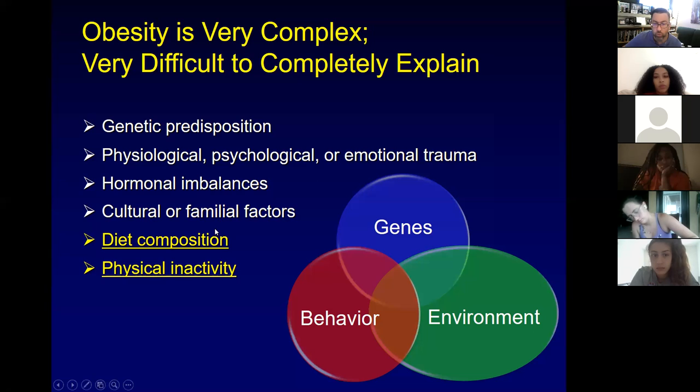And then the obvious ones that we think we have a little bit of control over, diet composition and physical inactivity, are also going to be really, really big. Okay. All right. Mia, you had a question.